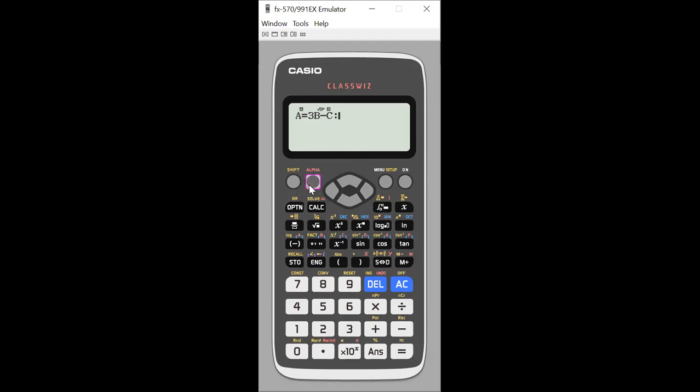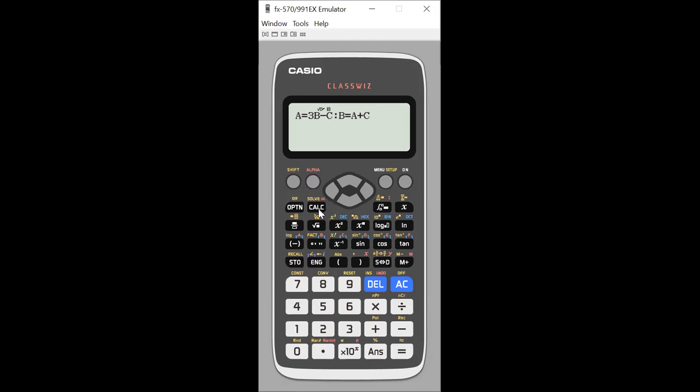So I will write alpha B, alpha calc, which will give you the equal sign. Let's say I will take A. Now I will take alpha A and B. The new value of B is alpha A plus, let's say, alpha C, A plus C. This is the equation. These are the two sequential equations.